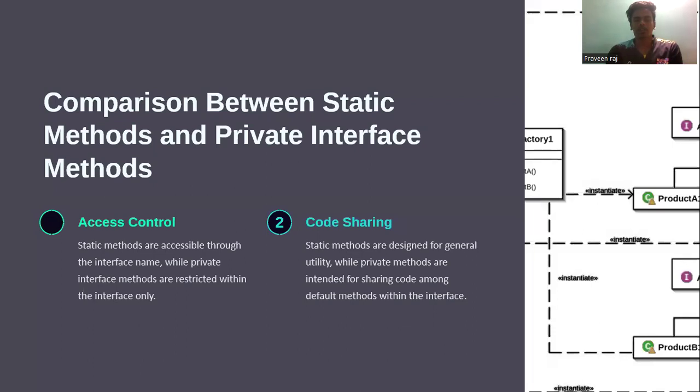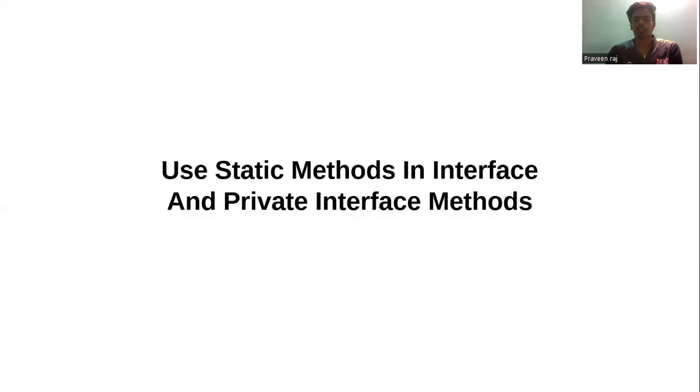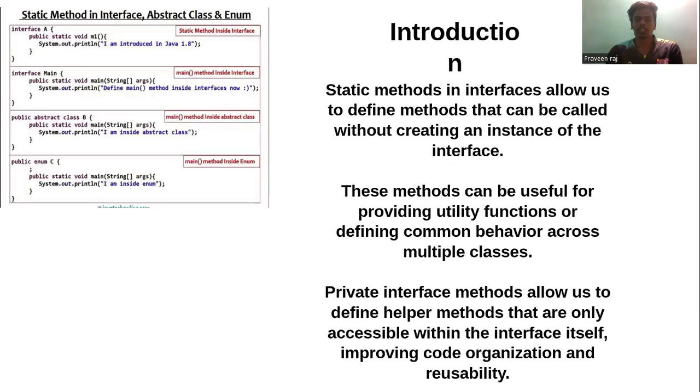Comparison between static methods and private interface methods. Access control: static methods are accessible through the interface name, while private interface methods are restricted within the interface only. Code sharing: static methods are designed for general utility, while private methods are intended for sharing code among default methods within the interface.